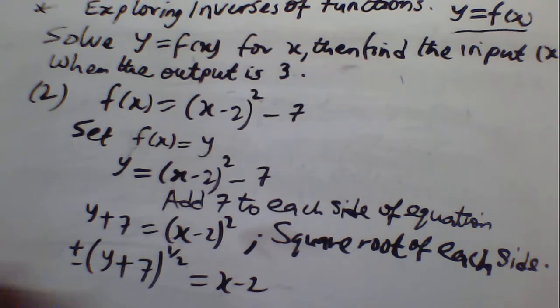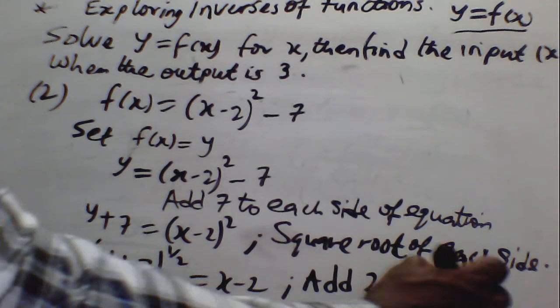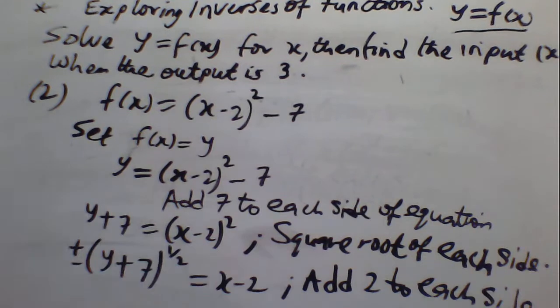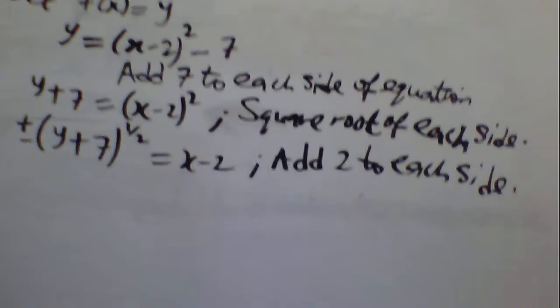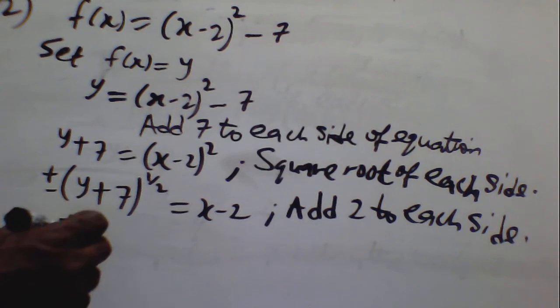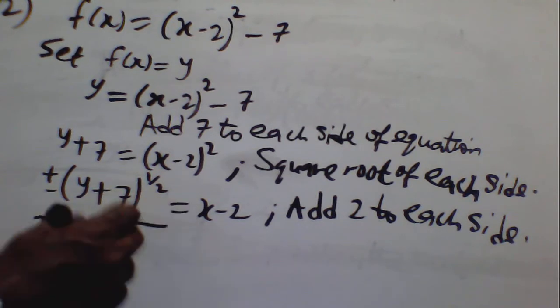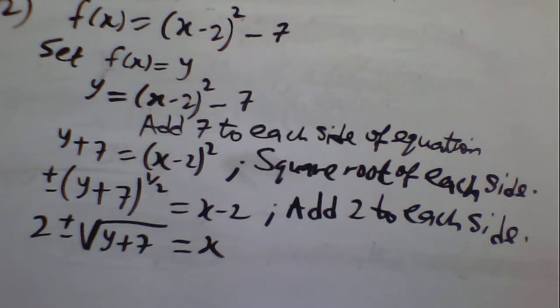So having done that, add 2 to each side. Adding 2 to each side, because of the minus, we have 2 plus or minus the square root of y plus 7. That will give us x. So whichever way you write it, it is the same. This is what we are required to solve for x in terms of y.